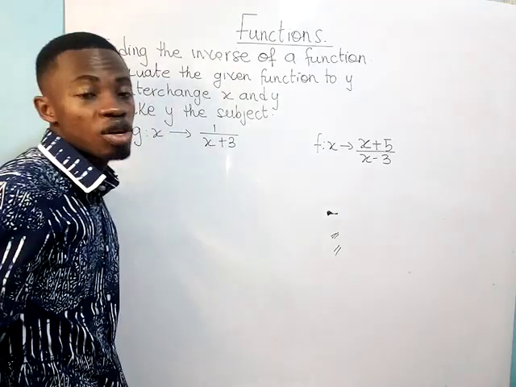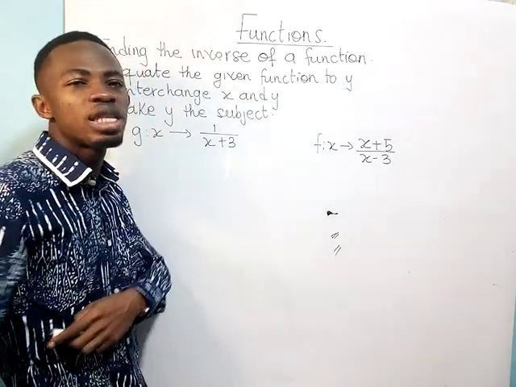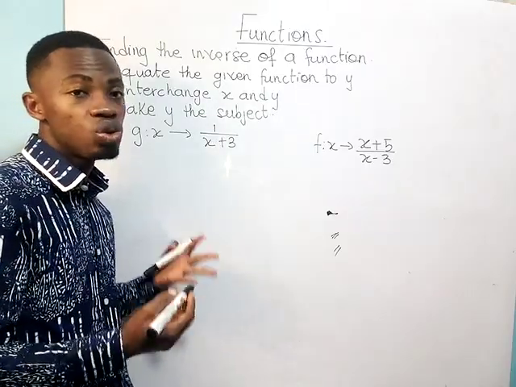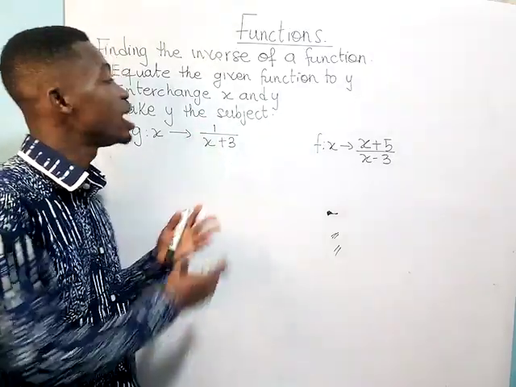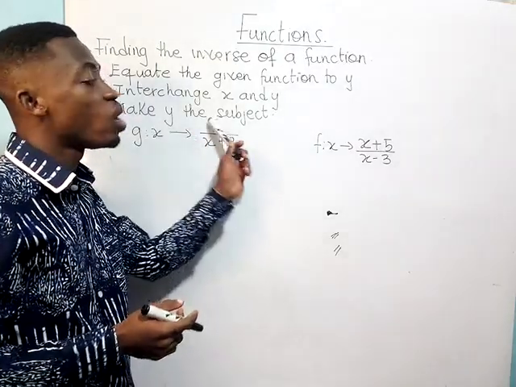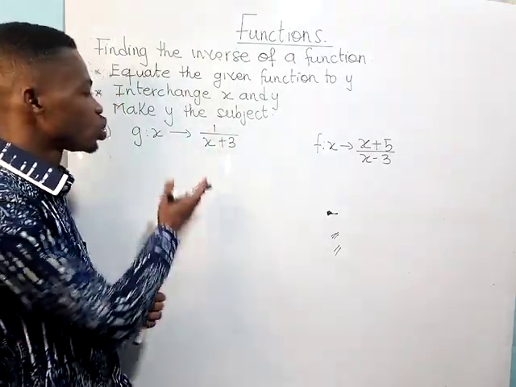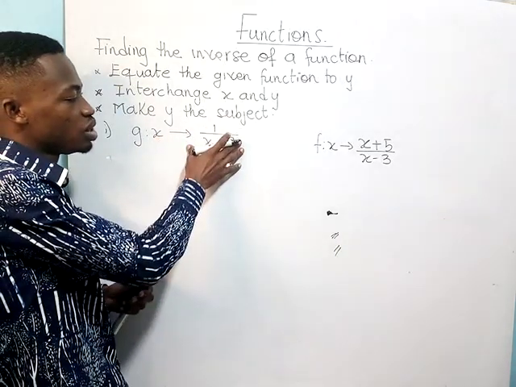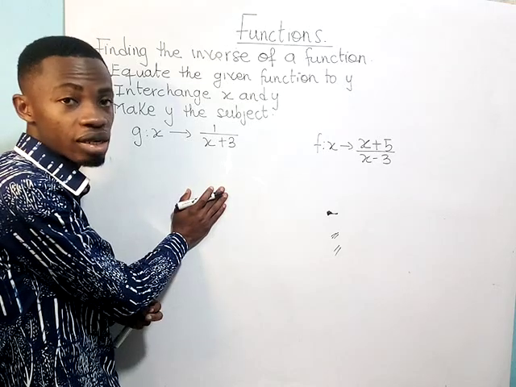Now, for the inverse of a function, we equate the given function to y. The next thing to do is to interchange the x and the y. Then finally, you make y the subject. So over here, we have our function which relates to 1 on x plus 3.